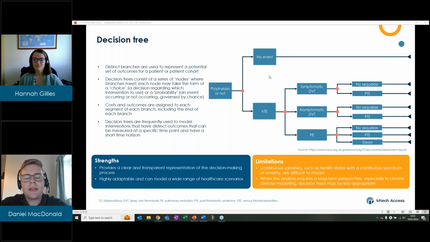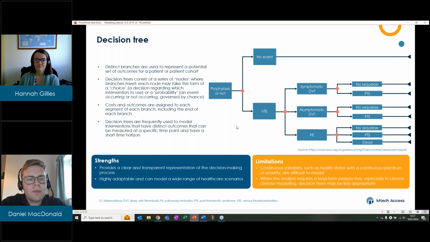Another limitation is that when the decision tree becomes quite complex, so there's loads of different branches that are required. So let's say if we expanded this 3 or 4 times over, it can be quite complicated and complex to look at, in which case models such as a Markov model might be used, where you're able to identify a couple of health states and then you're able to define them and cover each of the different potential events that a patient may have.